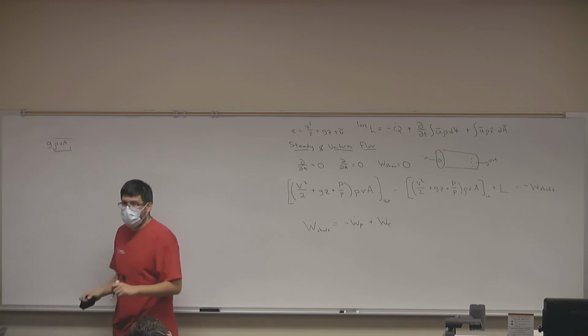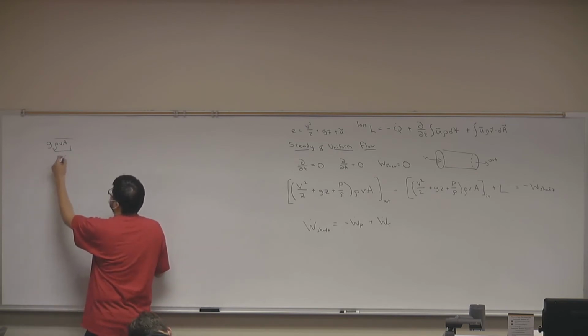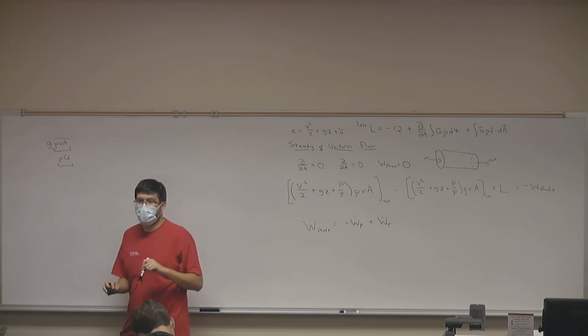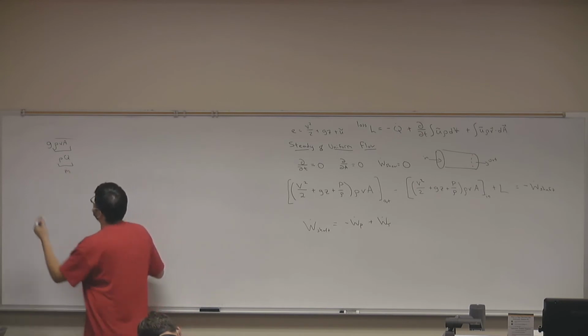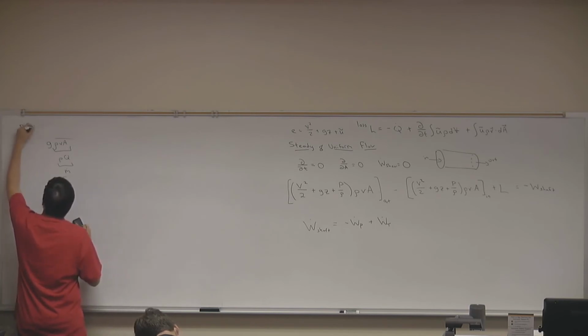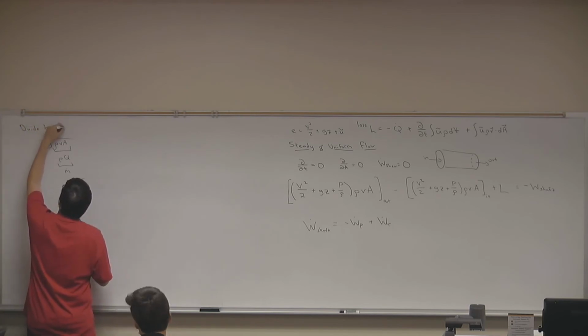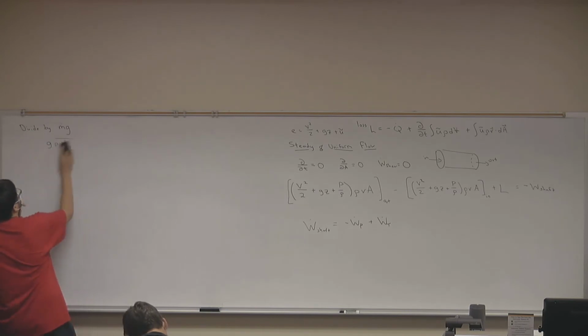And what is this? Density, velocity, and area. We know that velocity and area is flow rate. And what is density times flow rate? Flux. Flux, right? That's correct. So I'm going to take all these terms and divide them by mass flux times gravity.